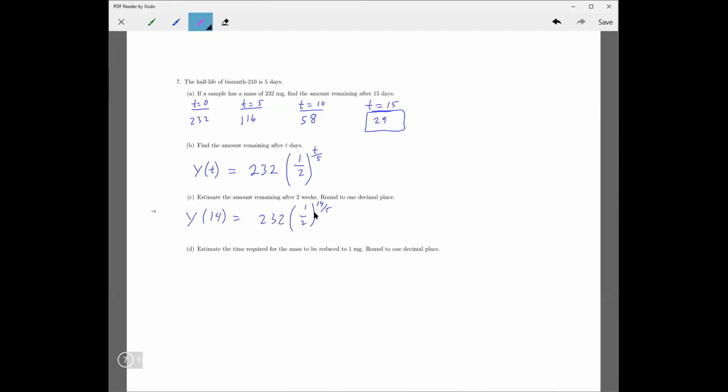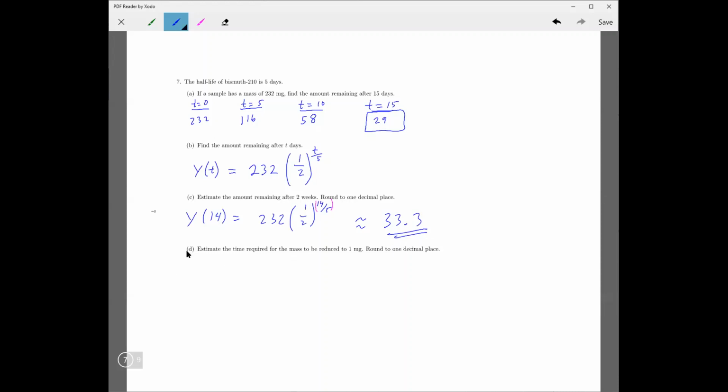Okay, so when you plug this into the calculator, be sure to put parentheses around that. Otherwise, it will do the operations out of order. And I get approximately 33.3 milligrams. Okay, so 2 weeks, that's 14 days. So this is in terms of days. Okay, so 33.3.